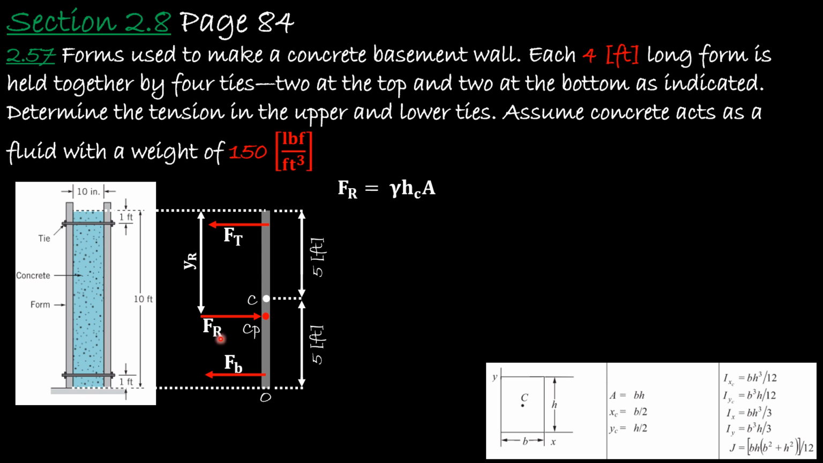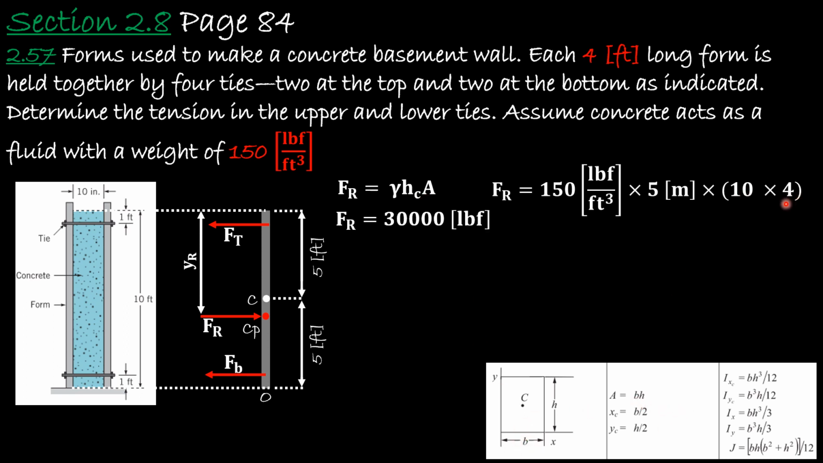So now let's find the hydrostatic force. This is our hydrostatic problem. The specific weight is given to us. H sub C, the distance from the liquid surface to the centroid, is 5 feet. And the area is base times height, which is 10 times 4. So the resultant net force due to the weight of the fluid is 30,000 pound force.